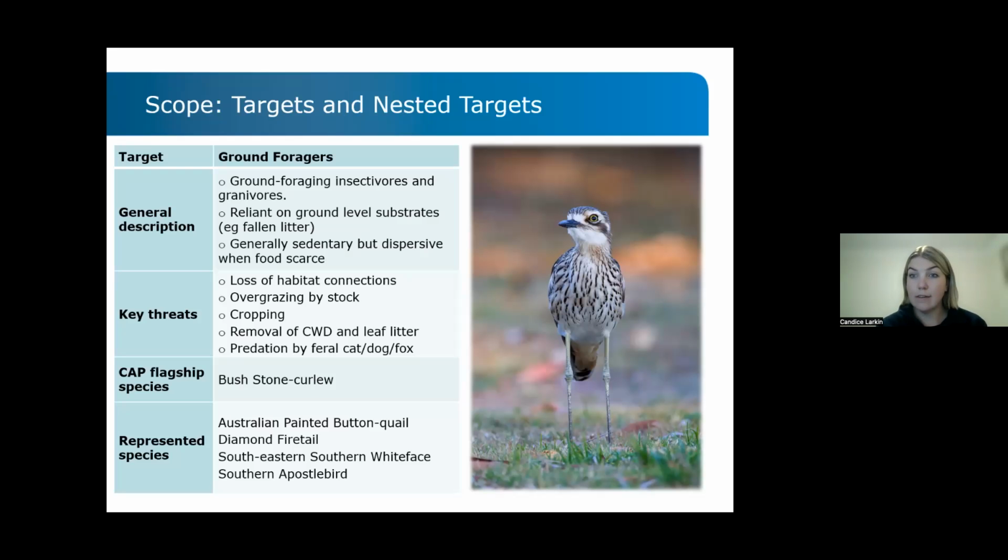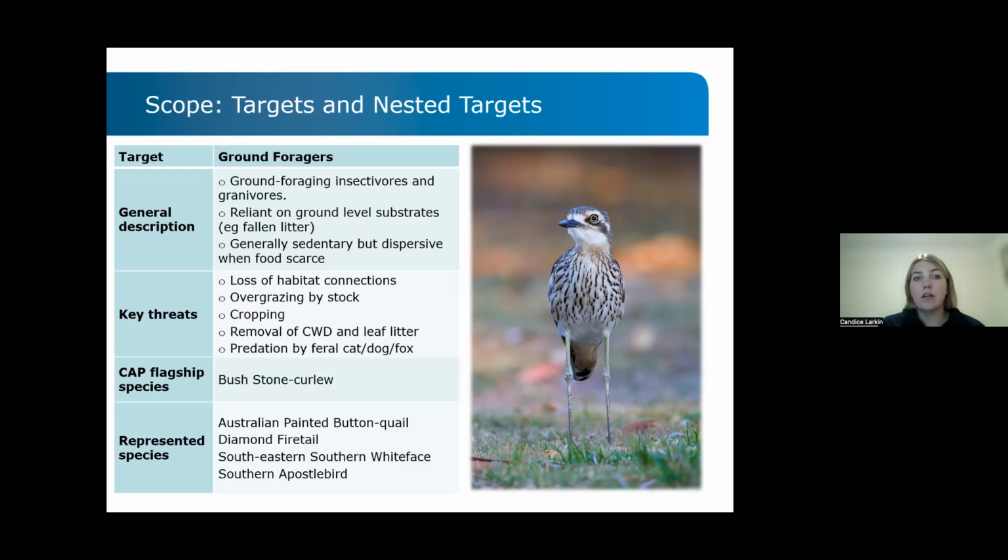The reason we selected these birds is because by picking a flagship species, you're able to hone in people's engagement on that bird. And if they're engaging with that bird, they might be interested in ground foragers in general, and look at things that can improve for this bird that may also help with other birds.